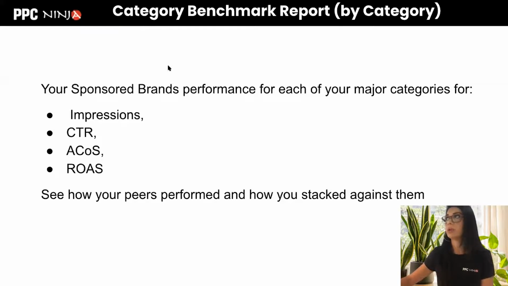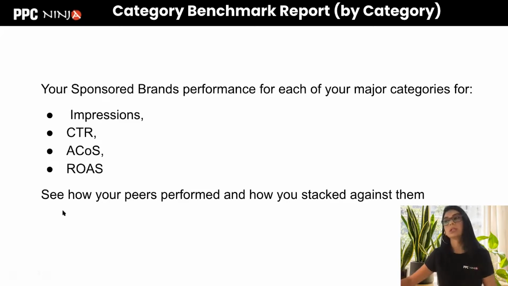Then the third report that I want to highlight is the category benchmark report. And this category benchmark report is by category. So this basically tells you, for all of the categories that you are in or are advertising in, what is your performance in those categories, right? It'll give you category performance for impressions, for click-through rate, for ACOS, and then ROAS. ROAS is just the inverse of ACOS. So for all practical purposes, it's 3 data points that they give us information about.